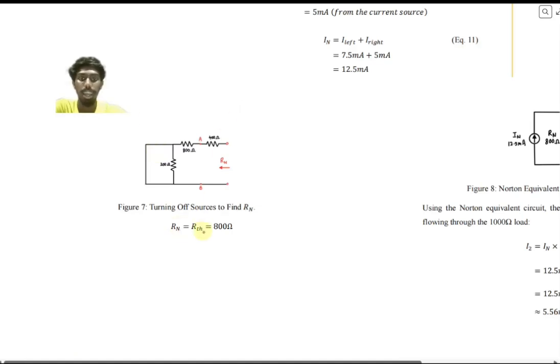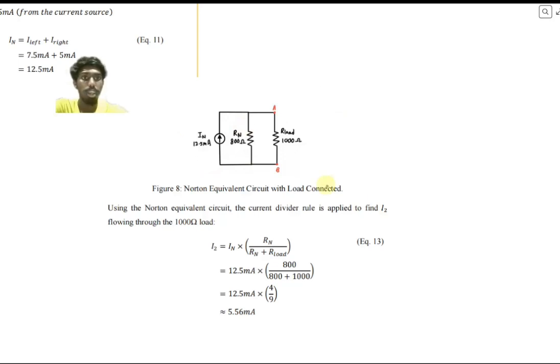And for RN, we have to find RN. RN is the same as RTH, as we already calculated RTH just now. So RN is equal to RTH, and RTH is equal to 800 ohms. In order to find I2 flowing through the 1000 ohm resistor, we will use the current divider rule. After using the current divider rule, the answer was 5.56 milliamperes.